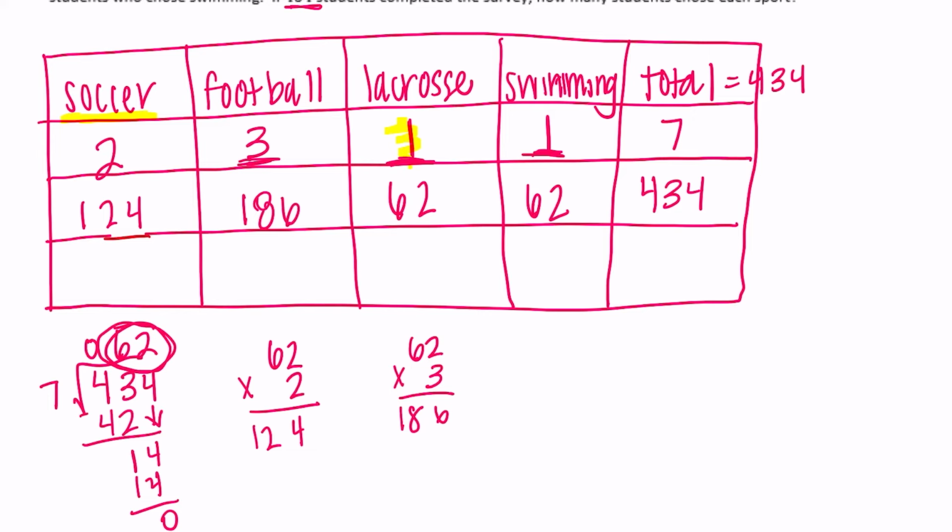Okay, so now it also wants us to do it algebraically. Or, well, we can make sure it all adds up. So let's do that first. So 124 plus 186, that's 10.